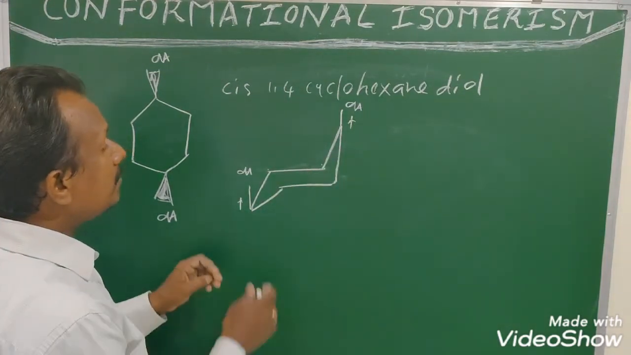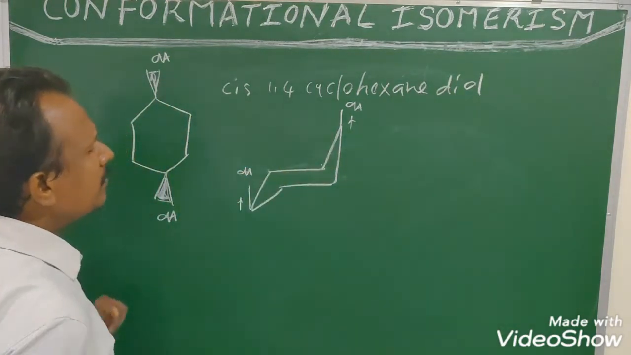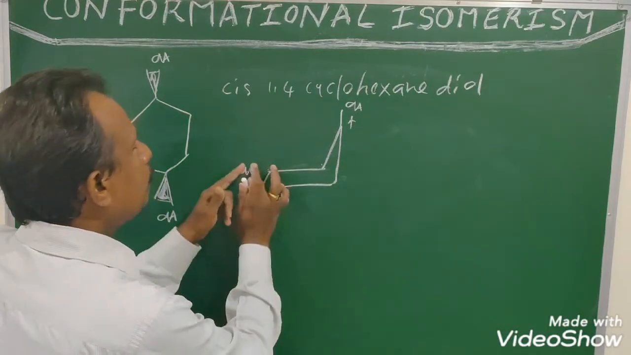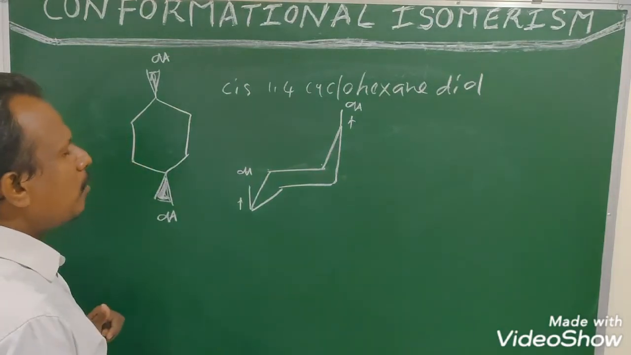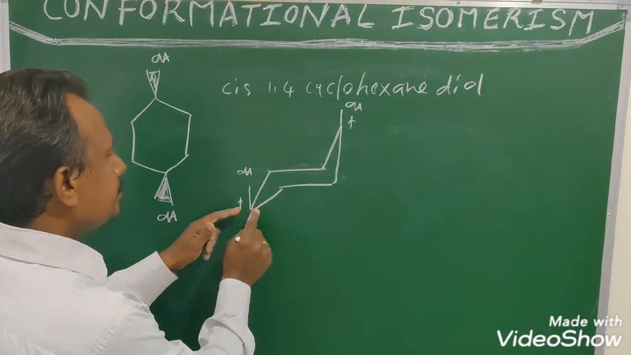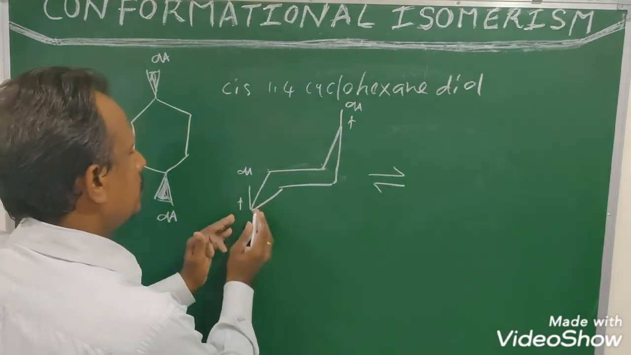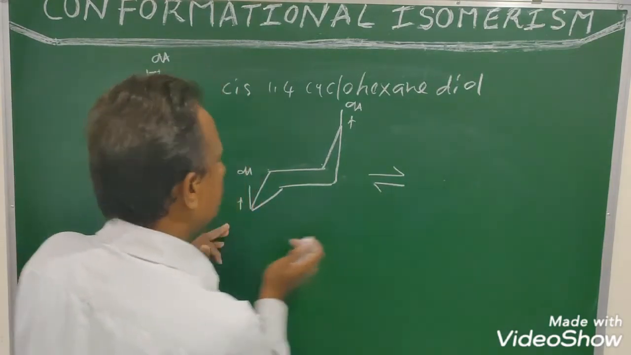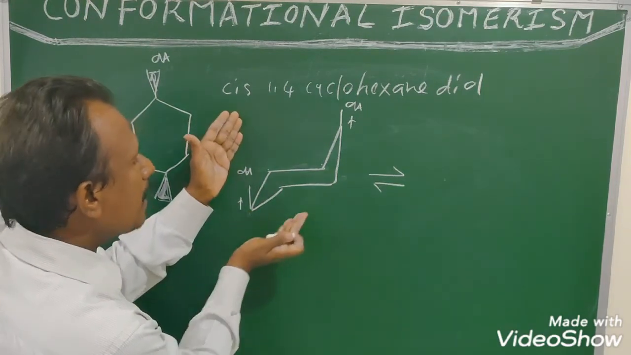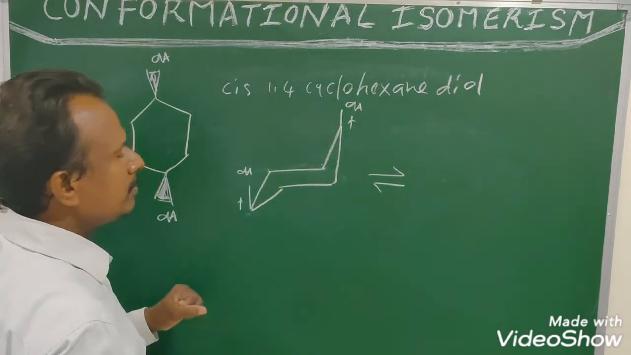To attain stability, here it forms intra-H bonding. Intra-H bonding leads to stability. To attain stability, it is converted to boat form, because the headrest area moves in an upward direction. Then it becomes boat. Then what happens? Intra-H bonding forms between the two OH groups.